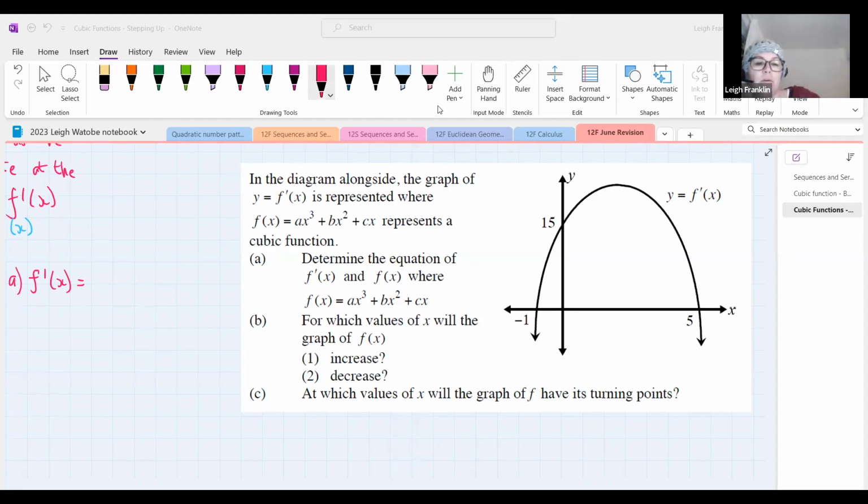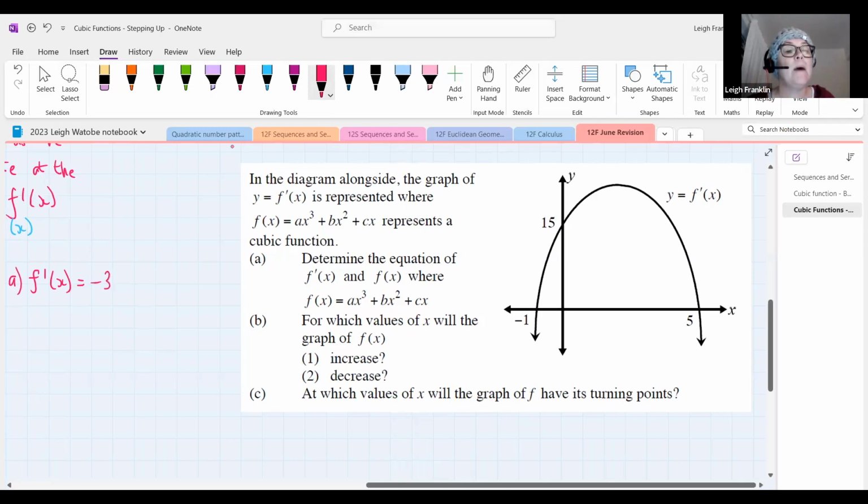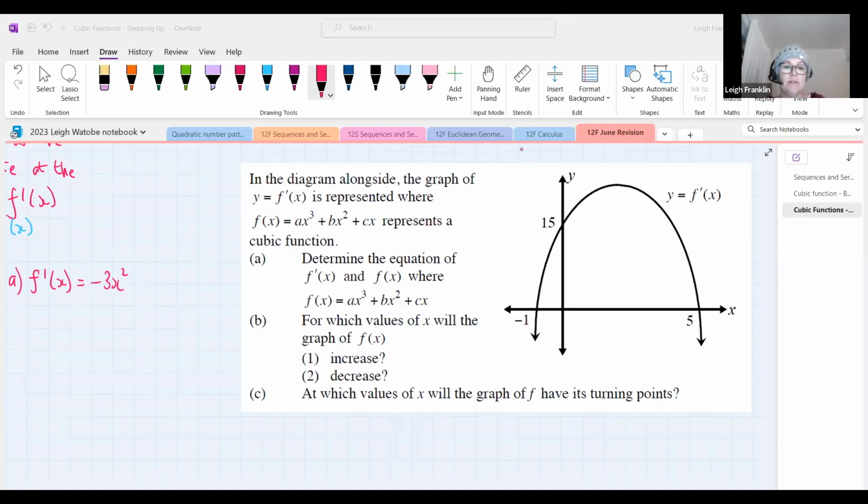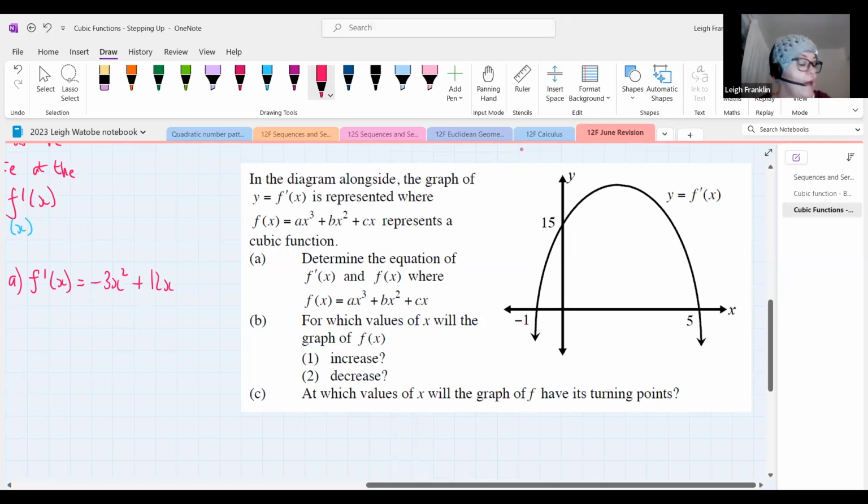Kapana's sharing her answers. Okay, I also got negative 3x squared. I did. My middle term was different though. So your first term is perfect, Kapano. So we're talking about f prime x. Here I got plus 12x, and then I got plus 15.